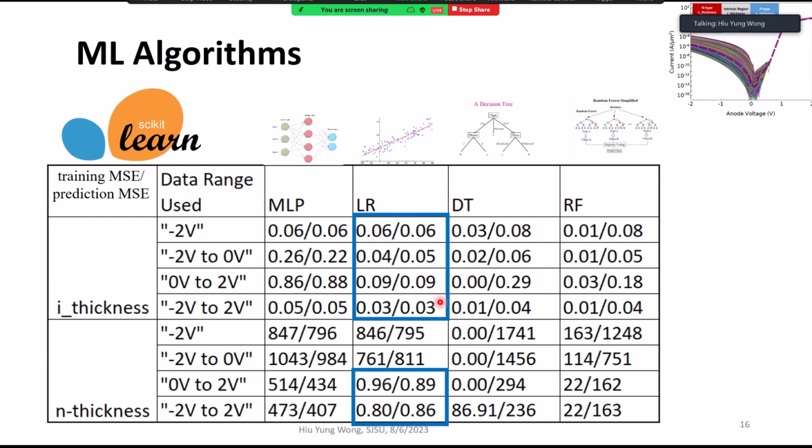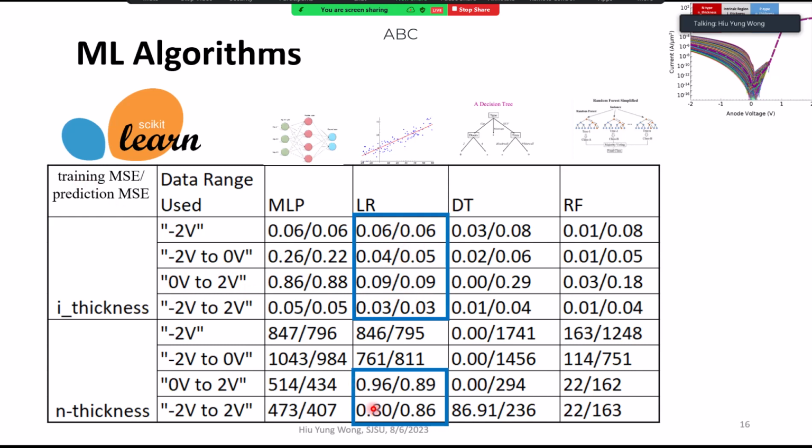Okay, and why is that? We're going to discuss later. But this point says that actually very often machine learning doesn't need to go to deep learning, deep neural network, right? And in particular, I want to point out that for the intrinsic layer thickness, we can also only take the last data point, -2 volt, or the whole range, okay, or even just the forward bias. It is able to predict well. Here we represent the mean square error.